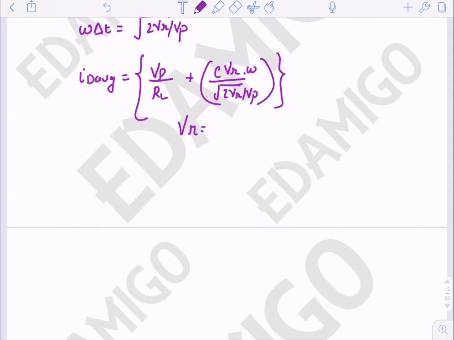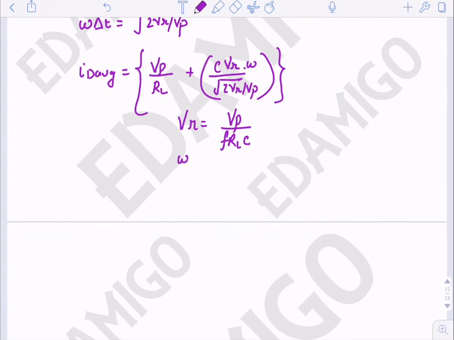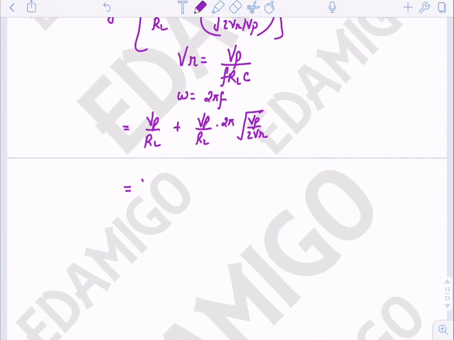Now as we know that VR is equal to Vp upon FRL into C. So we can put this here, and omega is equal to 2 pi F. So we'll get Vp upon RL plus Vp upon RL into 2 pi under root Vp upon 2 VR. So taking Vp upon RL common, we'll get 1 plus pi under root 2 Vp upon VR. Okay, so this is the ID average current.